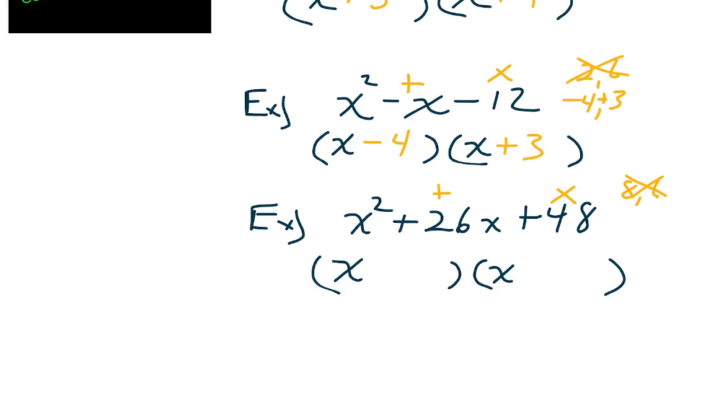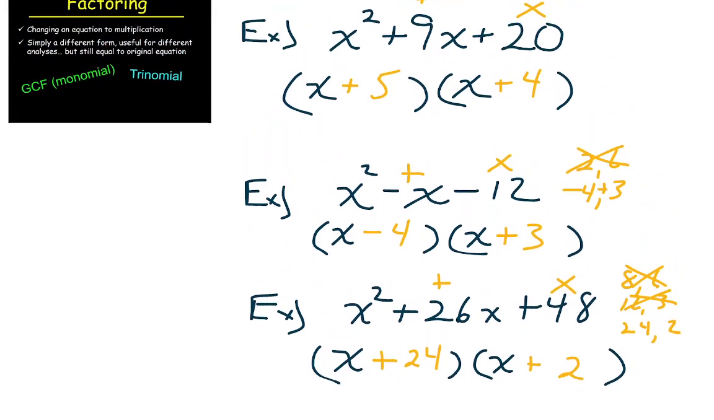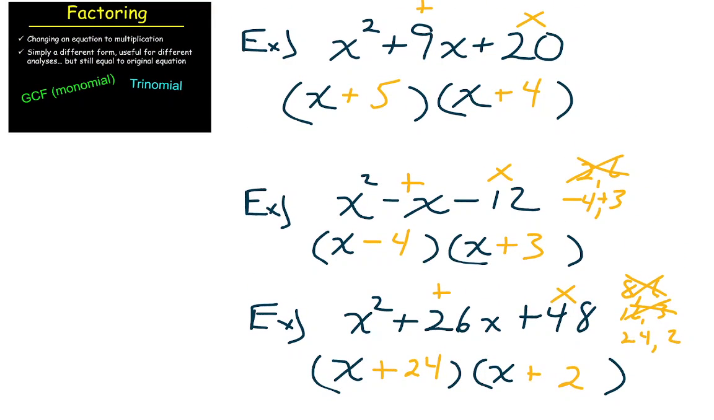is there a 16 that works with 48, I believe? Yeah, 16 and 3. They don't add to be 26. What's that you say? 24 and 2. Yeah, 24 and 2 multiply to be 48. And come to think of it, they add to be 26. So we have our factors. Now, factoring is really turning a problem into multiplication. And sometimes we just kind of have to think backwards using, in this case, like a little puzzle.